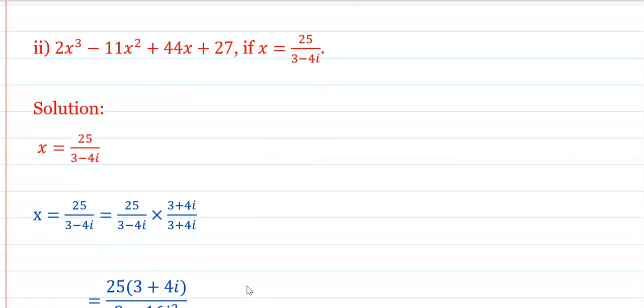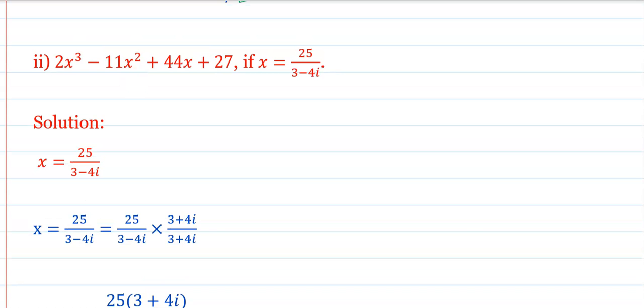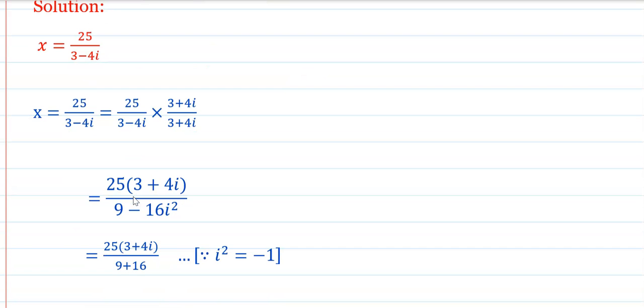Now the next problem. 2x cube minus 11x square plus 44x plus 27, if x is equal to 25 upon 3 minus 4i. Okay. Here x is equal to 25 upon 3 minus 4i. Multiply the conjugate of 3 minus 4i, which is 3 plus 4i, to the numerator and denominator. Okay. Therefore 25 (3 plus 4i) upon (3 minus 4i) into (3 plus 4i) means what?